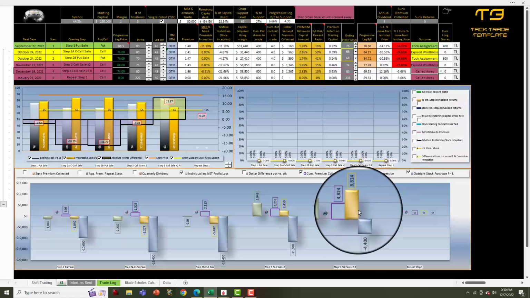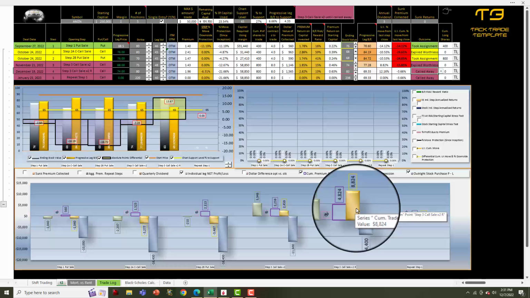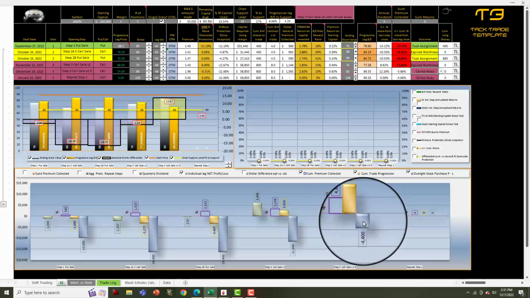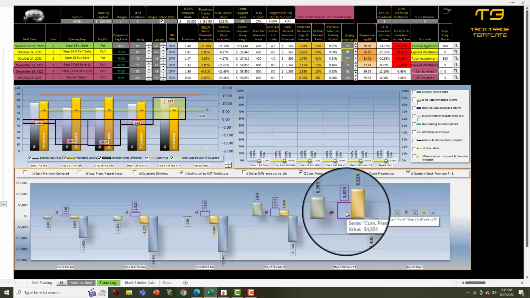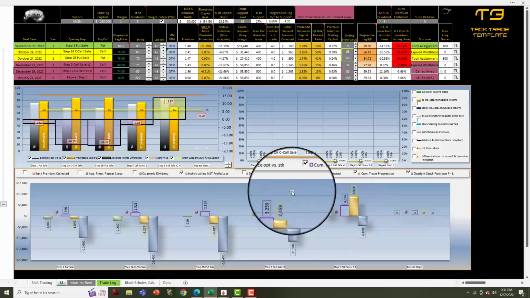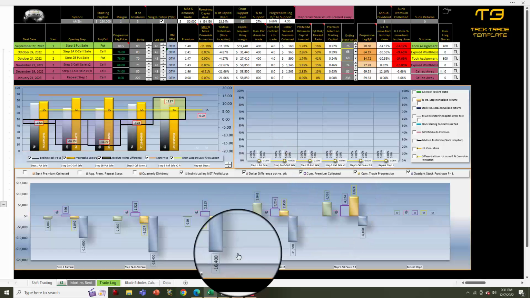Now you can see how we did. $8,824 in profit. A share purchaser would have been down $4,400. You can see what our cumulative profit was as a result of selling premiums. We brought in $4,824 in option credits. So that mitigated our drawdown, but more importantly, it boosted our return. And that's what this button is for, dollar difference. So I'm going to turn it on.